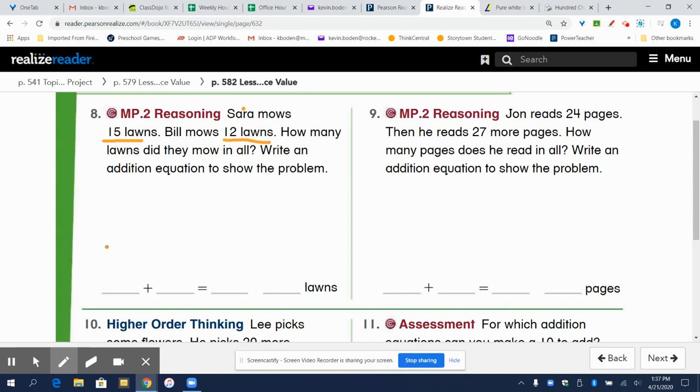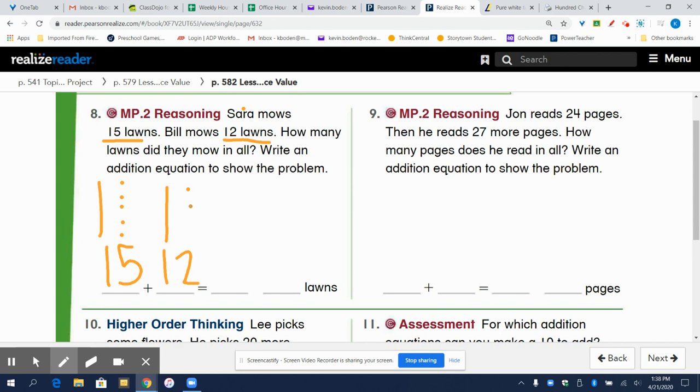Well, Sarah mows 15 plus Bill mows 12. How many did they mow in all? Let's find out. We'll do this equation 2 different ways, so that way it'll help you with number 9. You can do it by drawing a picture, 10, 11, 12, 13, 14, 15, plus 12 more, 10, 11, 12. I think you can hear Harlow in the background, so try staying with me. 15 plus 12. Here we go.